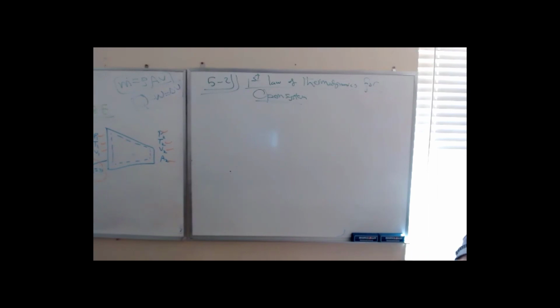Okay. So the first law of thermodynamics for an open system is exactly like the first law of thermodynamics for a closed system, but with additional details. The only difference is we have mass in and mass out. But if you have no mass in and no mass out, you go back to this equation, Q minus W equals delta U.